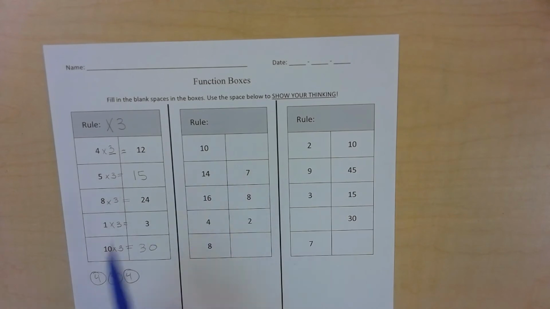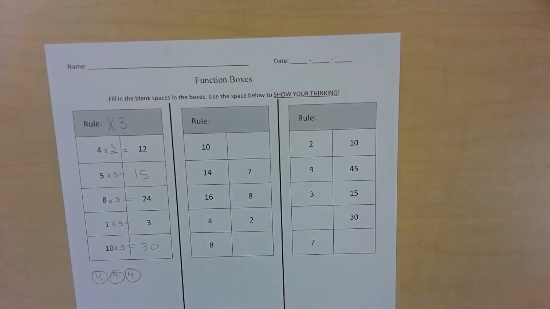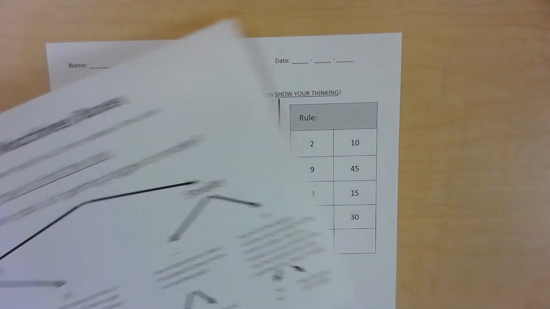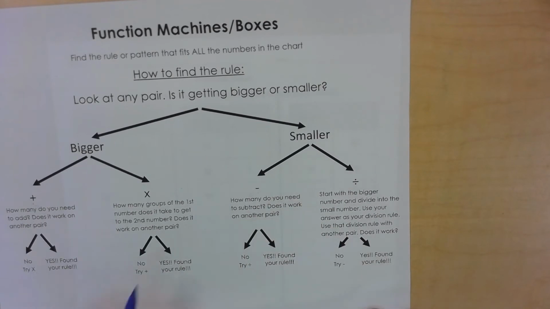Okay, we're going to try a second function box here. The first thing I'm going to do is look at any pair. Again, I try to find a pair that is easier for me. So 4 to 2, those are lower numbers. I'm going to look, is it getting bigger or smaller? Well, 4 goes down to 2, so it goes on the smaller side. So it's going to be either subtraction or division.